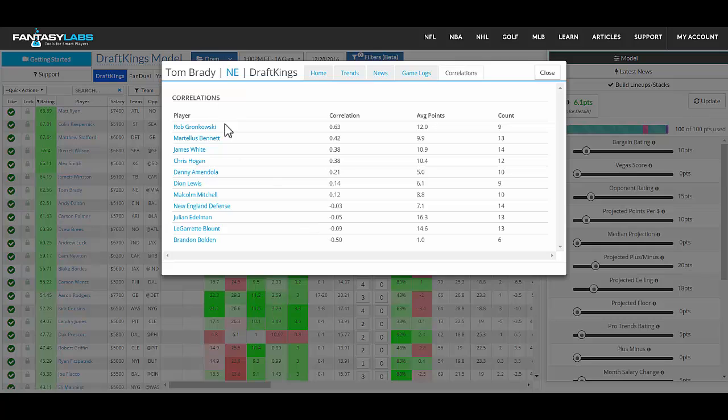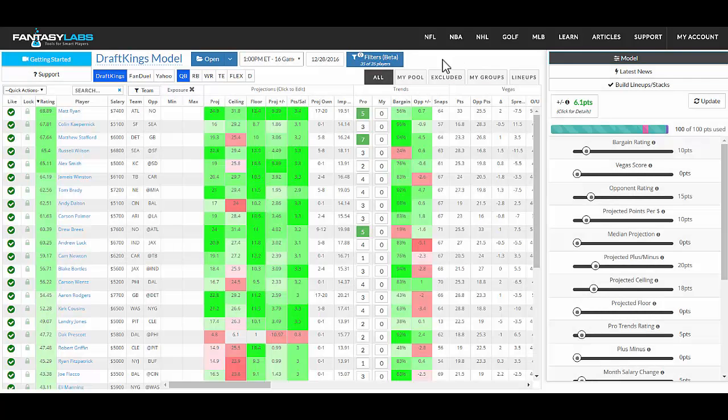Similarly, you'll see Brady has a negative correlation to a lot of running backs on his team or his defense. As LeGarrette Blount does well, someone who's touchdown dependent and doesn't catch a ton of passes, probably he's stealing some points from Brady. If the New England defense does really, really well, chances are the Patriots are up in the game and maybe not throwing as much later. So there are some obvious ones.